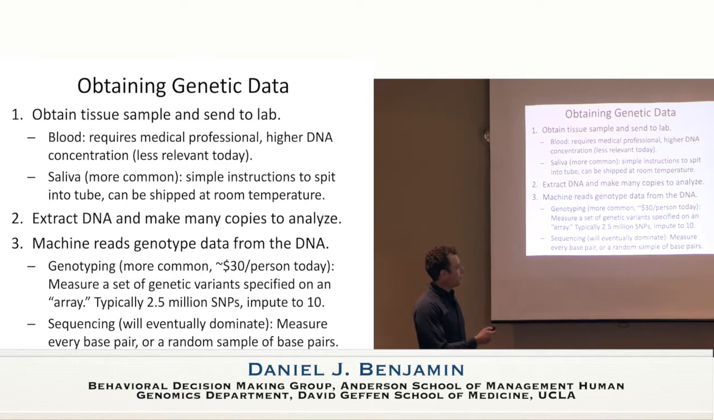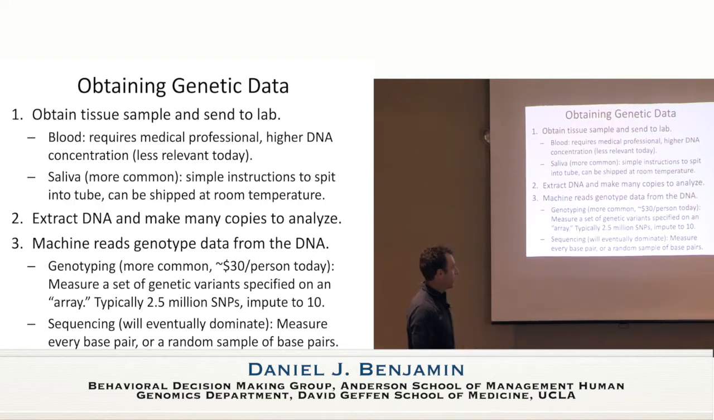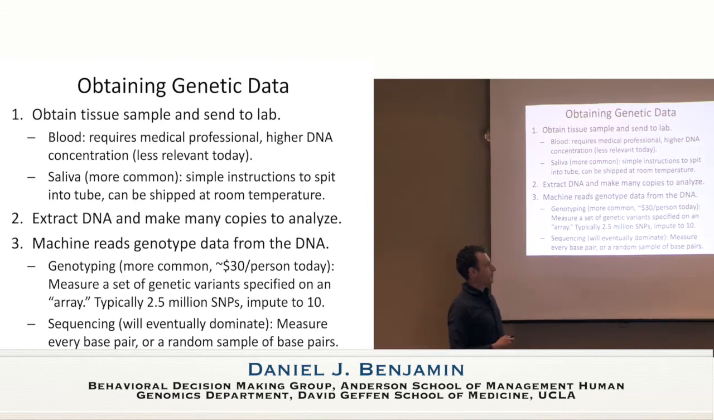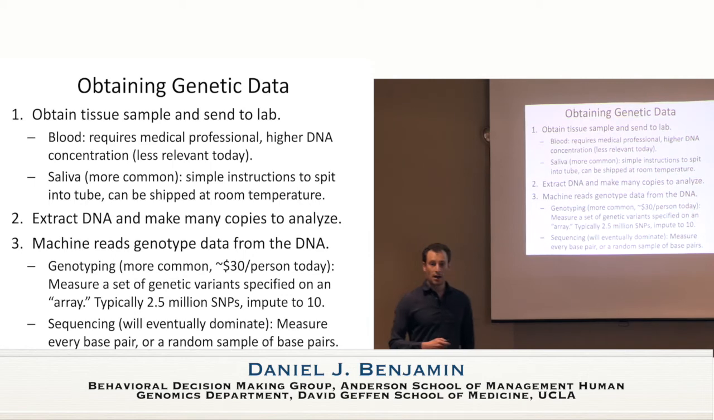With genotyping, or genome-wide genotyping data, you're measuring a set of genetic variants that are pre-specified on an array, and they're chosen in a way to capture most of the common variation across people. These days, they're typically measuring about 2.5 million SNPs, and then you can impute that data up to about 10 million SNPs, which I think is something David's going to be talking about in a few days.